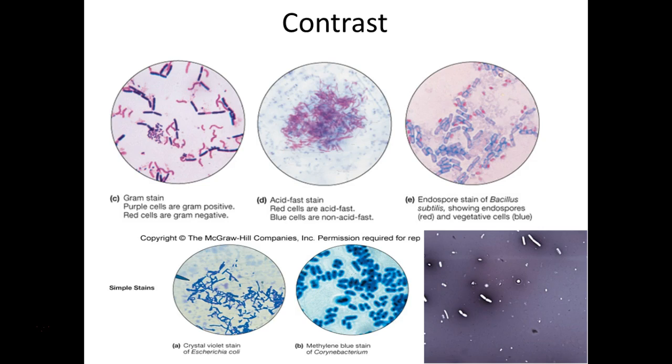Same thing with acid fast. You either are acid fast or you're not. They don't say positive and negative typically with this. They say acid fast or non-acid fast. And we can actually stain those endospores, right? Those heat-resistant forms of the bacteria, and you can see them as little pink dots here. And then you can see the bacteria themselves.